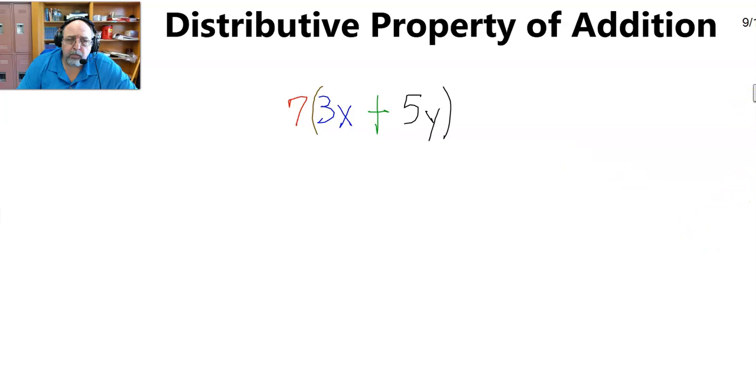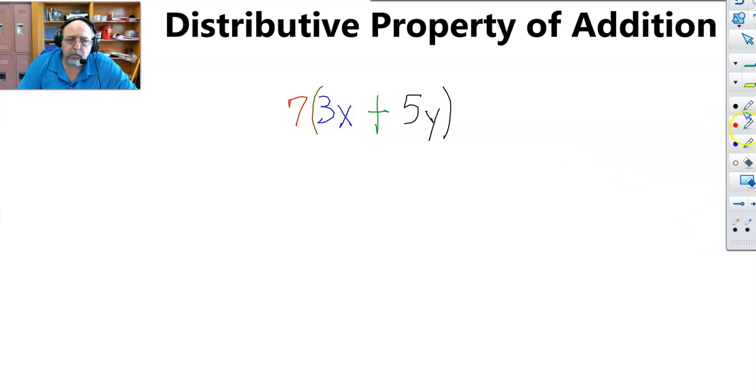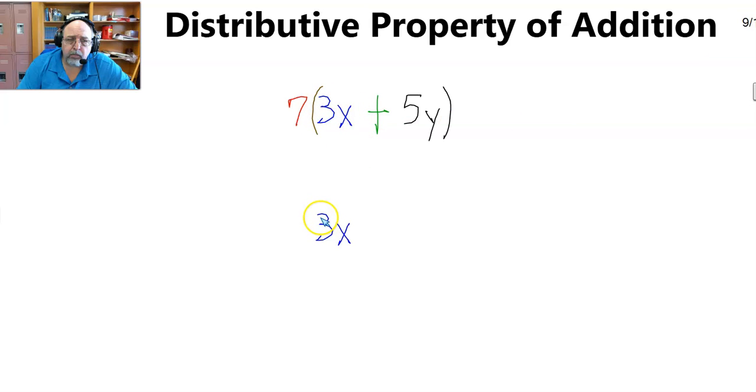So how can we simplify this when it's hidden like that? So what we've got to do, we're going to take the 3x, put it down here. We're going to take 5y, put it down here. We also don't want to forget this little dude right here because it's still going to be plus, okay? Move it over.